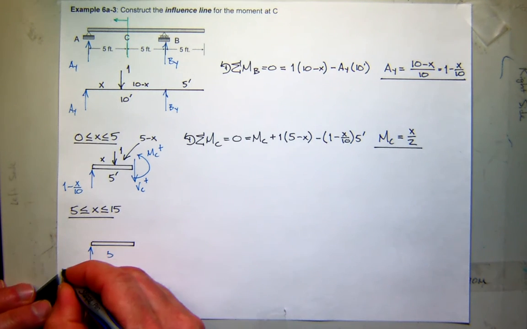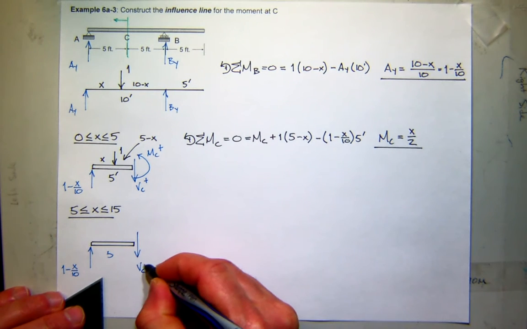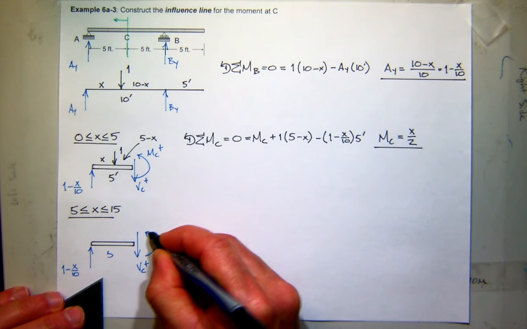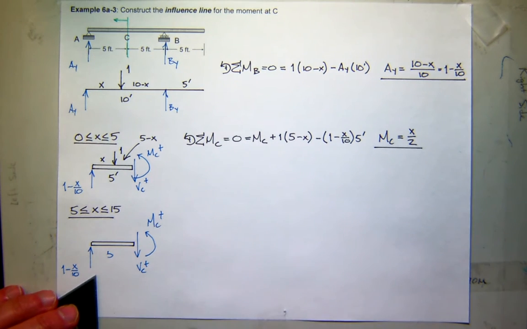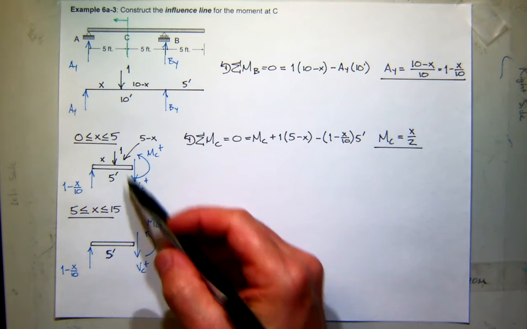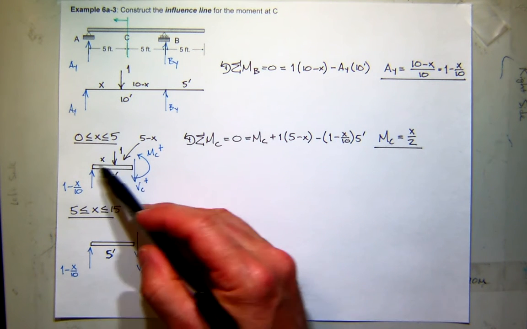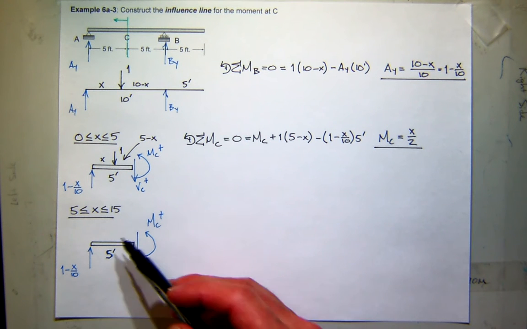It still has the reaction at A, which is 1 minus x over 10. I still have the positive shear force and the positive bending moment. And again, it's still 5 feet. What's different? Well, the unit load is now not between 0 and 5, it's between 5 and 15, so it's over on the right-hand side. So it's not on this free body.